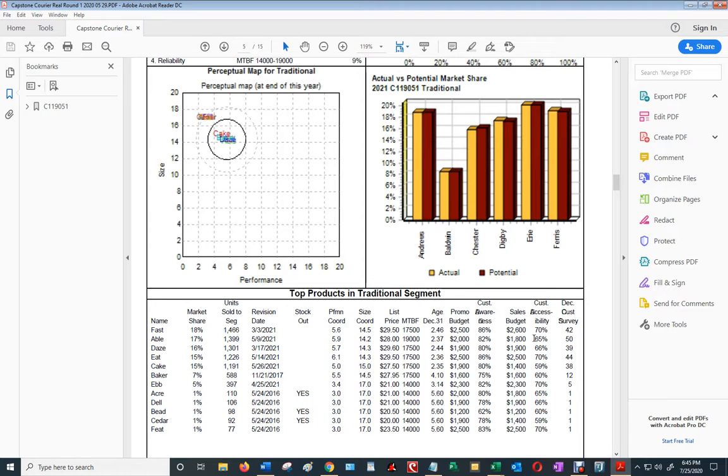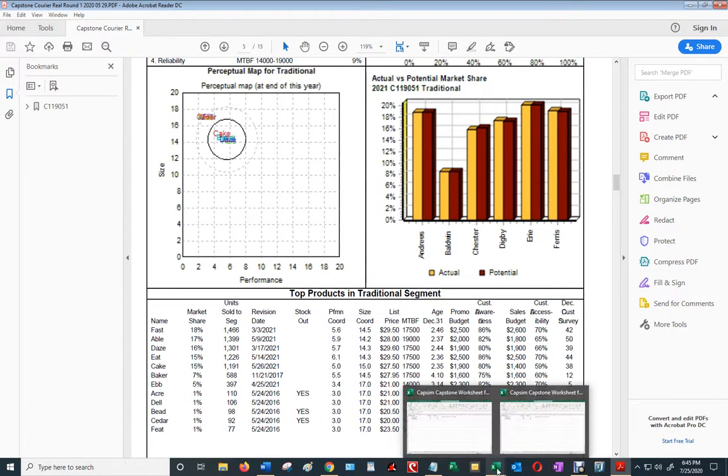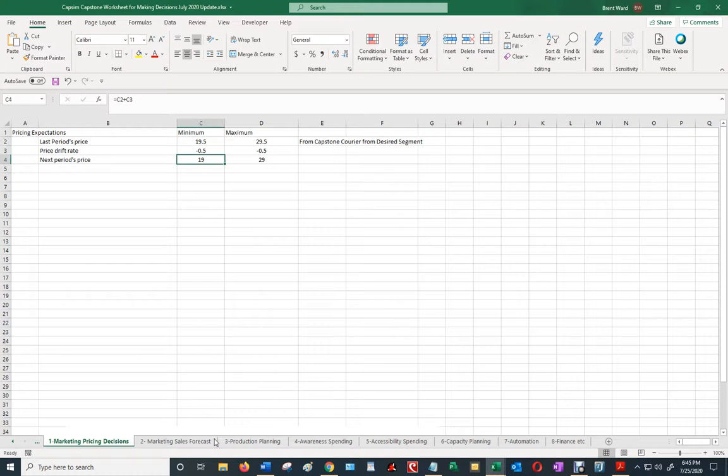We were at 82 and 65, but we can see that Fast, which is close on our heels, and so is Eat, which is close on our heels as well, is at 86 and 70. So I would want to get my awareness up to 86%, and I want to get my accessibility up to 70%. Okay, so 86 and 70 are my two targets. How do I do that? Well, what I have to do is go into the spreadsheet that I gave you, and I would go into accessibility awareness spending.